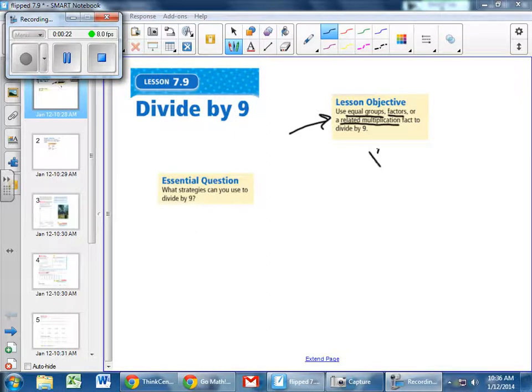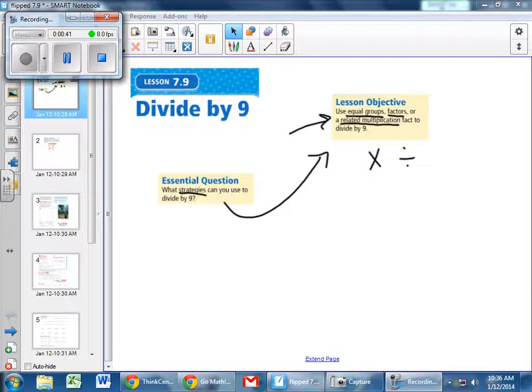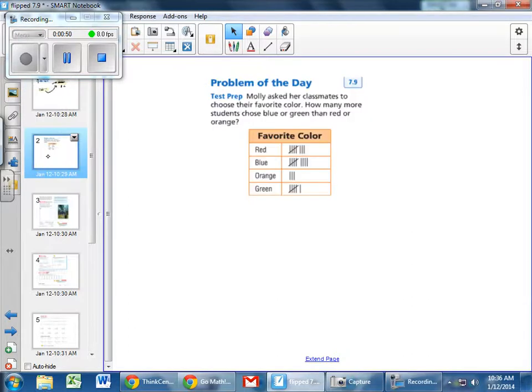Remember, we said there is a relation between multiplication and division that you can use, which is why we spent 2 chapters before this focusing on your multiplication facts. Your essential question is what strategies can you use to divide by 9? So keep that in mind as you go through the lesson. They're going to teach you a couple of different strategies, and then you will journal about that at the end of the lesson. Getting our brains warmed up with problem of the day.